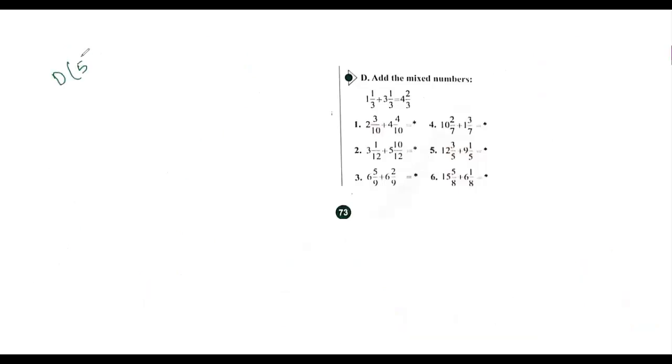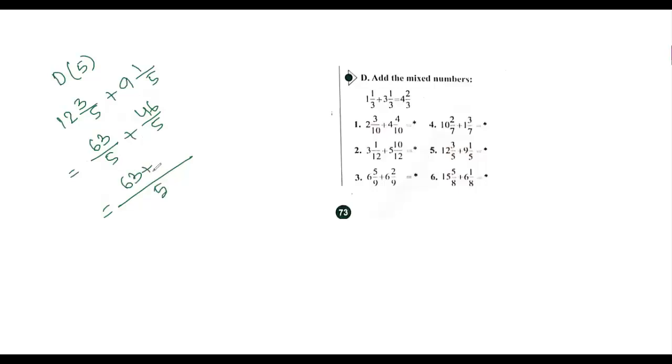Now, D5. D5 says 12 whole 3 by 5 plus 9 whole 1 by 5. Look, at first, our job is to convert mixed into improper. So 5 12s are just 60 plus 3, 63, plus 5 9s are 45 plus 1, 46. Look, here both fractions are like fractions because denominators are the same. So our job is just to add the numerators. So 63 plus 46, 6 plus 3, 9, 6 plus 4, 10.